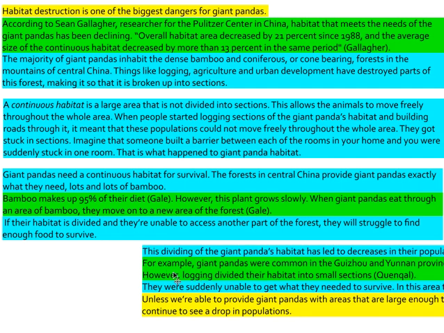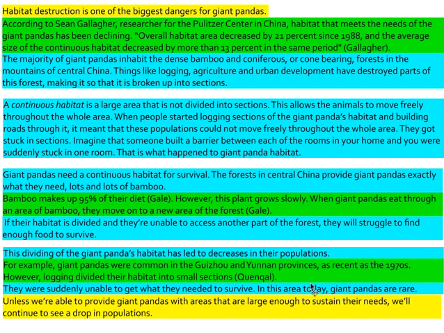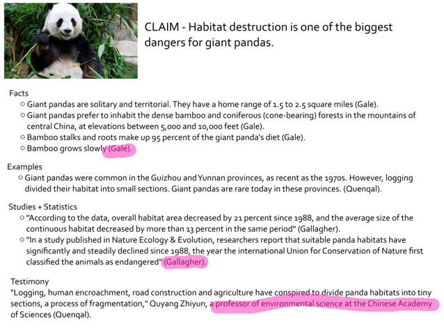So now I'm going to end with my final paragraph that's going to include both explanation and evidence again. This dividing of the giant panda's habitat has led to decreases in their populations. For example, okay, so now my evidence, rather than citing a source, rather than quoting a source word for word, I'm going to use an example here. So an example of an area of China where we've lost the giant panda because of habitat destruction.